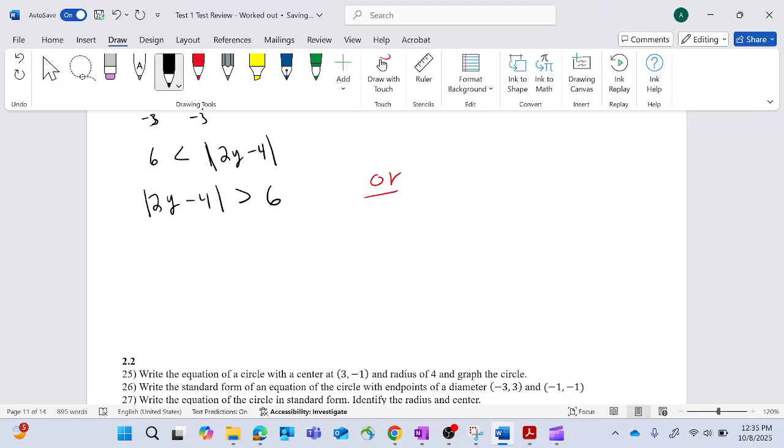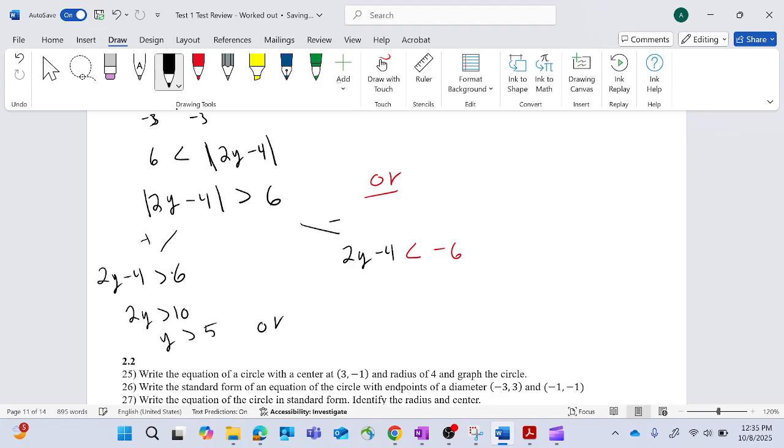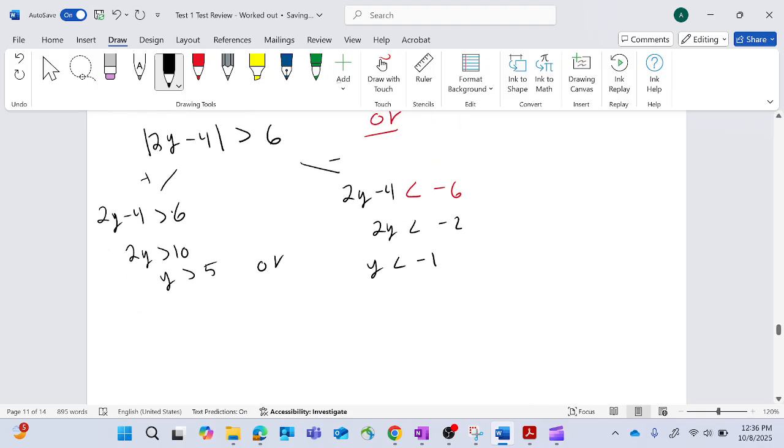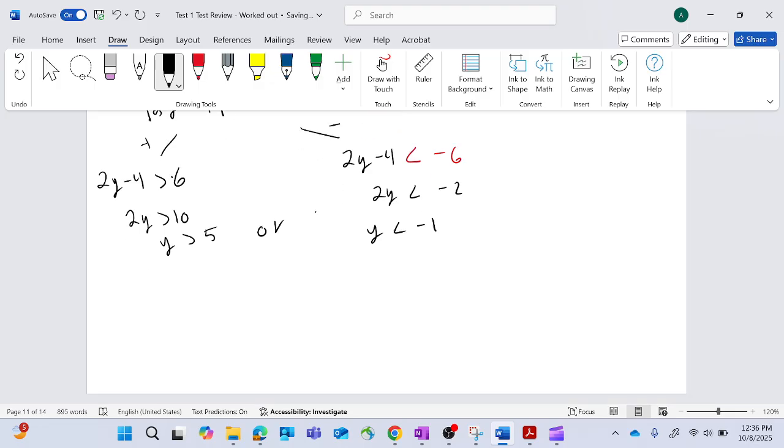So just like before, make your two cases. The positive, where you just drop the absolute values like nothing happened, 6. The negative case, where you drop them, but then you have to flip the inequality and put a negative and solve these out. So you have 2y is greater than 10, or y is greater than 5, or add the 4, 2y is less than negative 2, y is less than negative 1. Okay? From here, it's an or problem. That means you kind of just add them together.